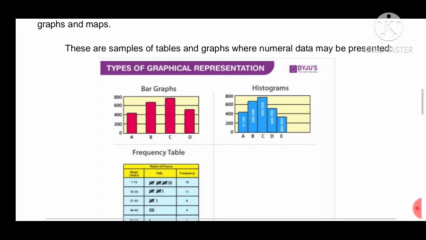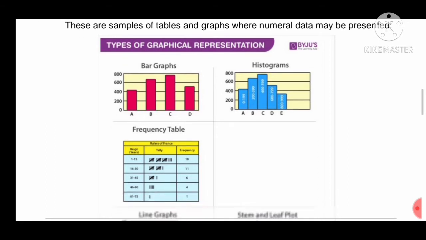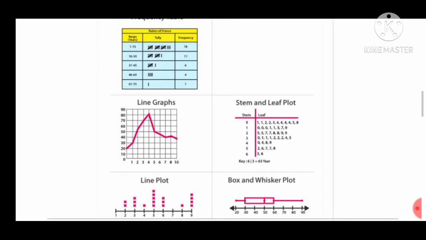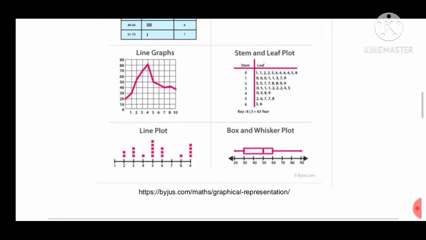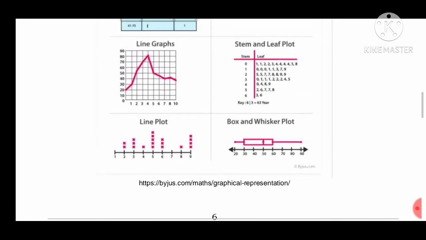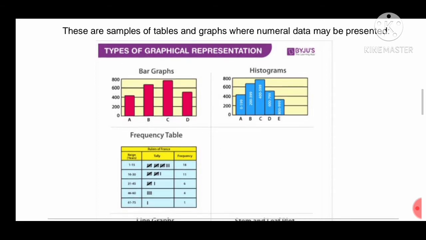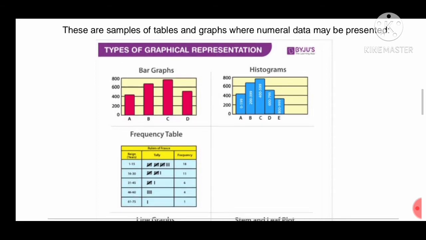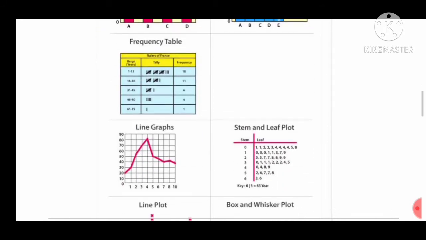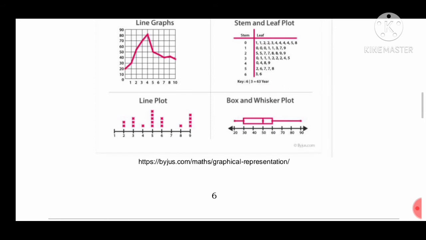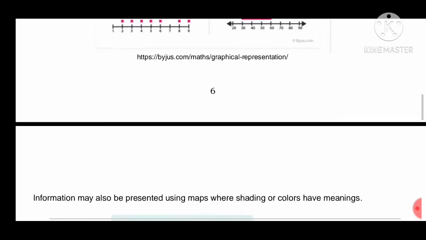Okay, so we can use the bar graphs, the most commonly used, the histograms, the frequency table, the line graphs, the stem and leaf plot, line plot, box and whisker plot. So, if I'm not mistaken, some of the graphical representations that are most commonly used are the bar graphs, the histograms, the line graph, and the line plot. So these are the most commonly used by students and teachers whenever they present information.